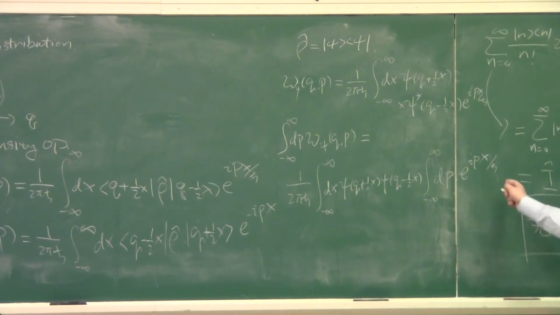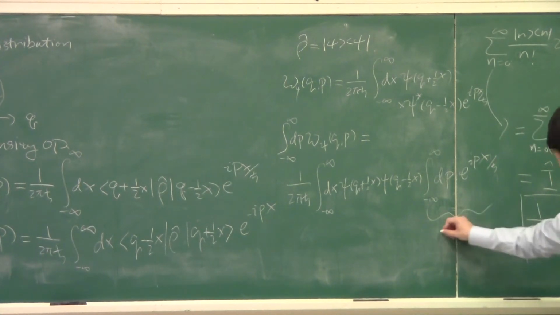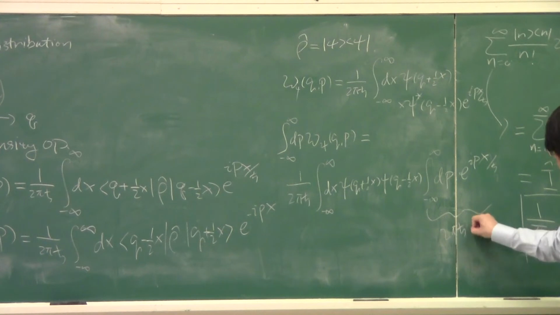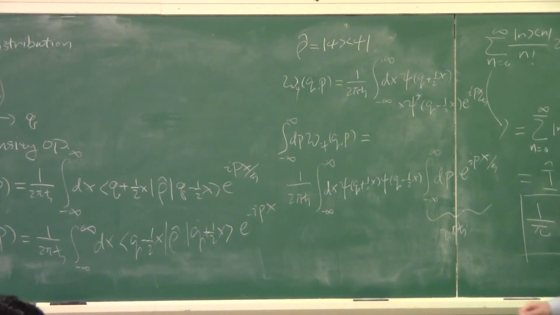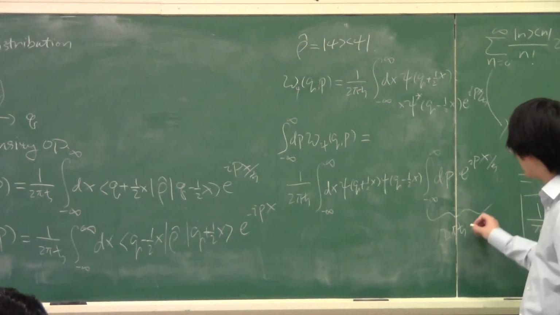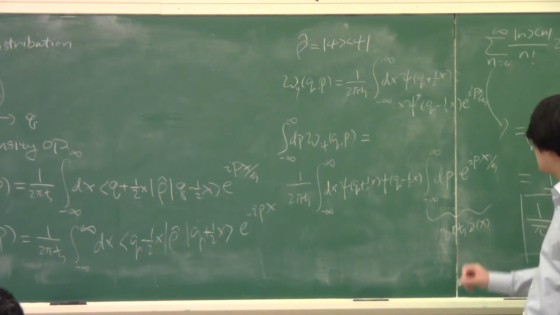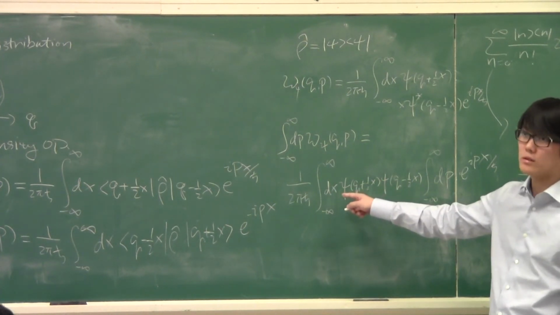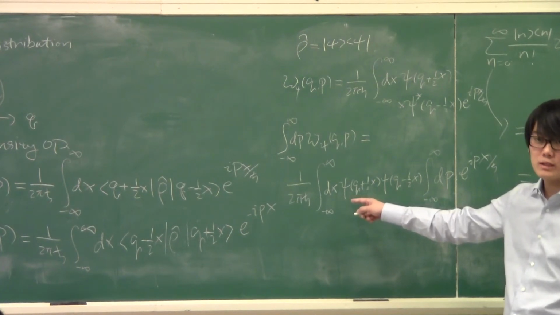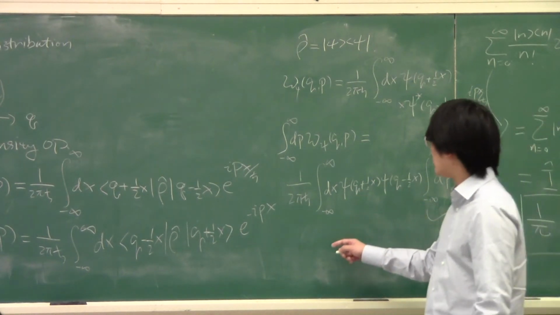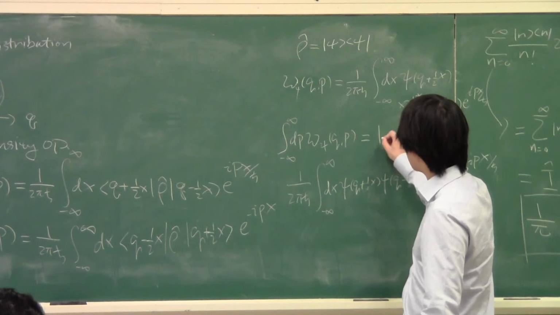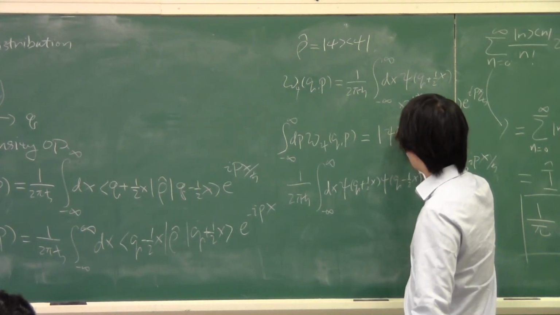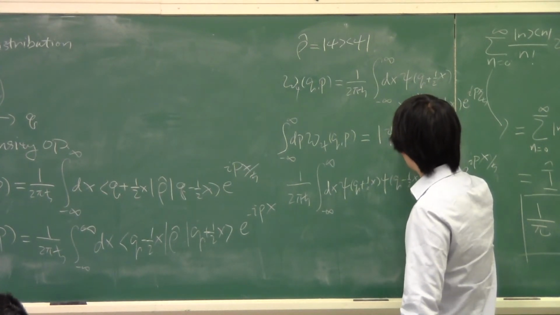So this integral gives you just 2 pi h bar, which cancels with this over here, and it leaves you with a delta x. This delta x is going to remove that x integral over here, replacing x with 0. So we find that this is just equal to the magnitude squared of psi of q.